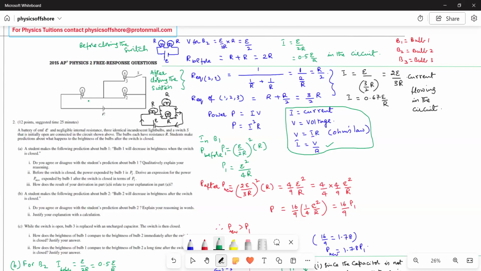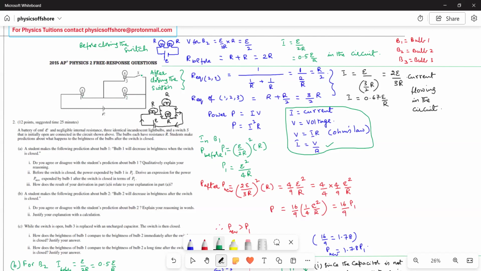Voltage is E, and the resistance we just found out is 2R. Therefore, the current is equal to E by 2R. So this much current is flowing through the circuit. That means the current flowing through bulb 1 is E by 2R, or 0.5 E by R. And because 1 and 2 are in series with each other, the same current flows through the second bulb also.